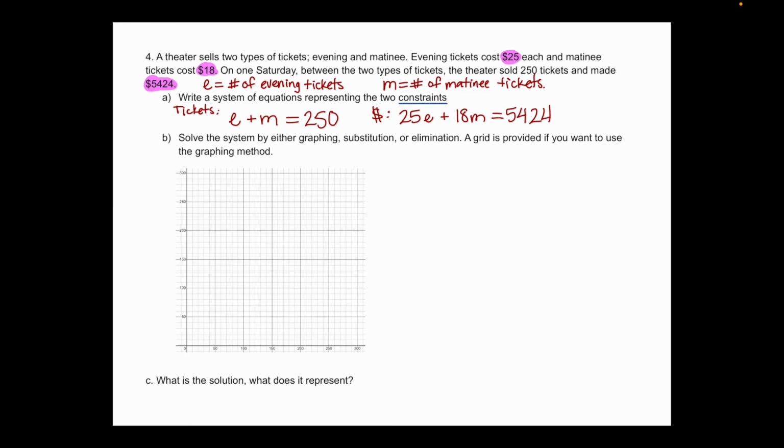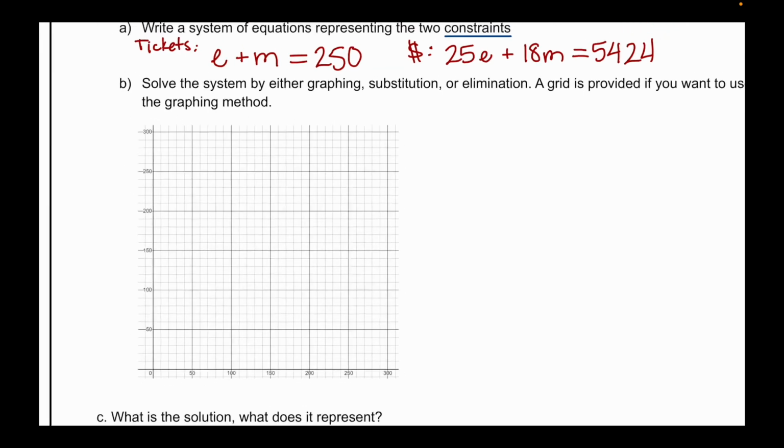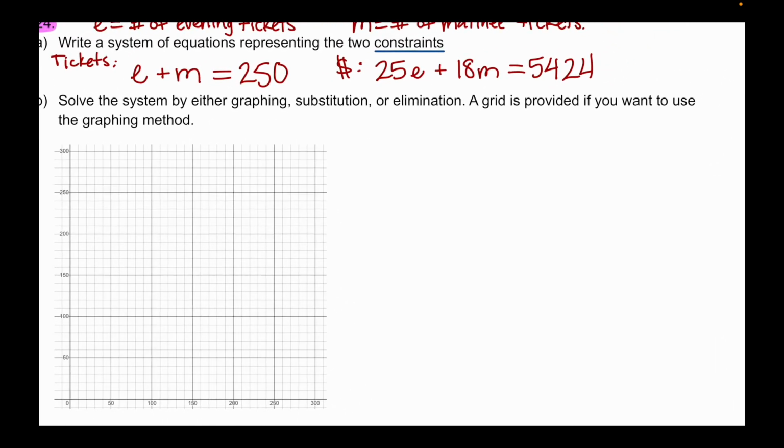Okay, so now we are asked to either solve by graphing, substitution, or elimination. I'm only going to choose one of these, and it does say that a grid is provided if you want to use the graphing method. I'm going to choose not to use the graphing method here. I'm going to choose to actually use, I think, substitution, because these numbers are a little big and I don't know if I want to multiply everything here by that big of a number to do the elimination method. So I'm going to write these out.